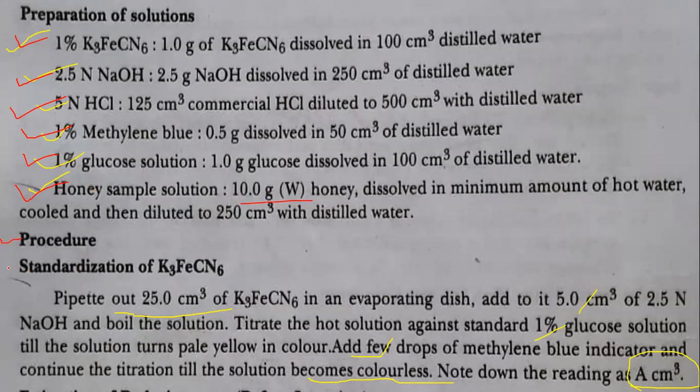First is the standardization of K3Fe(CN)6. Pipette 25 ml of K3Fe(CN)6 into an evaporating dish. To it add 5 ml of 2.5 normal NaOH solution. Boil it very well, then titrate the hot solution against 1% glucose solution till it becomes pale yellow in color. Then add a few drops of methylene blue indicator and continue the titration till the solution becomes colorless. Note down this reading as a ml.